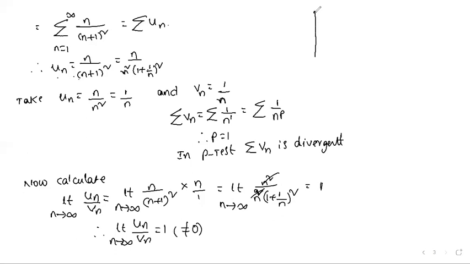So therefore, by the limit comparison test, both the series summation un and summation vn converge or diverge together when the limit is a finite number. Already we saw that summation vn is divergent, so by the nature of the series, summation un is also divergent.